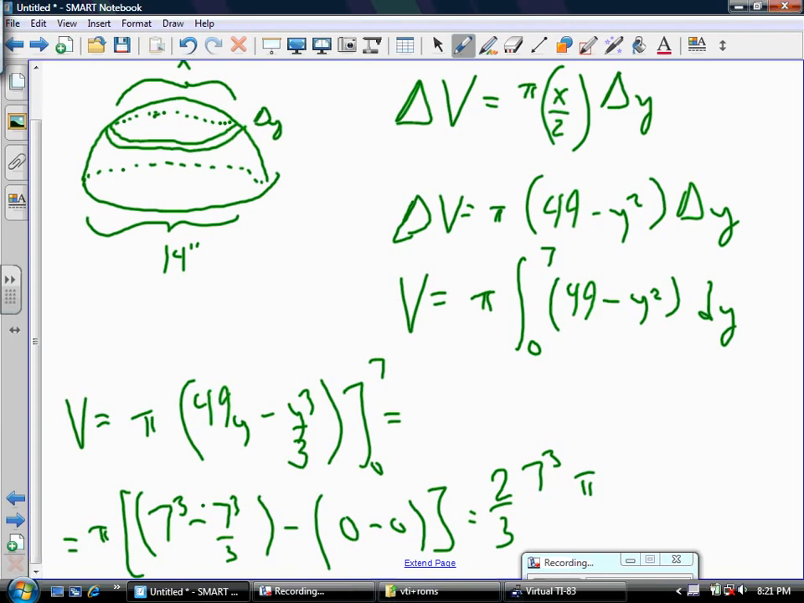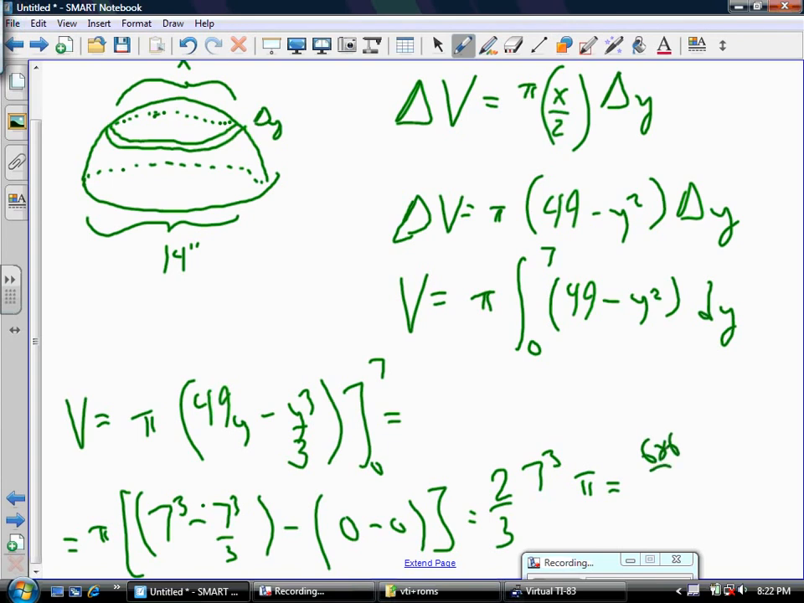Now that shouldn't be surprising, because the volume of a sphere is, does anyone remember it now? Not 2/3. 4/3 pi r cubed. R is 7. There's the thirds, there's the pi. Why is it not 4? 4/3 pi r cubed is the volume of a sphere. But this is a hemisphere, so half of 4 is 2. Good.